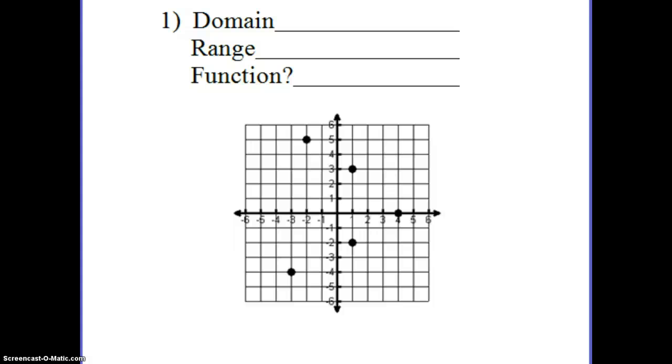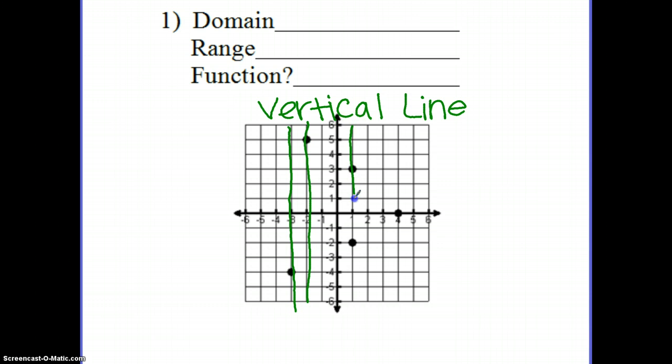This video is going to talk about what it means to be a function or not a function. There are three ways to check if a relationship is a function. The first way is the vertical line test. That means that if you draw vertical lines through any part of your graph, those vertical lines can only hit one point.